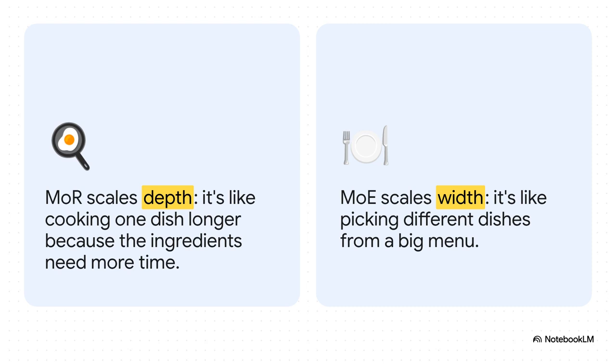MoE is like picking from a giant buffet with tons of different dishes. MoR is more like being a chef who decides that this one specific dish just needs to cook a little bit longer to be perfect. One is about having more choices, the other is about spending more time.